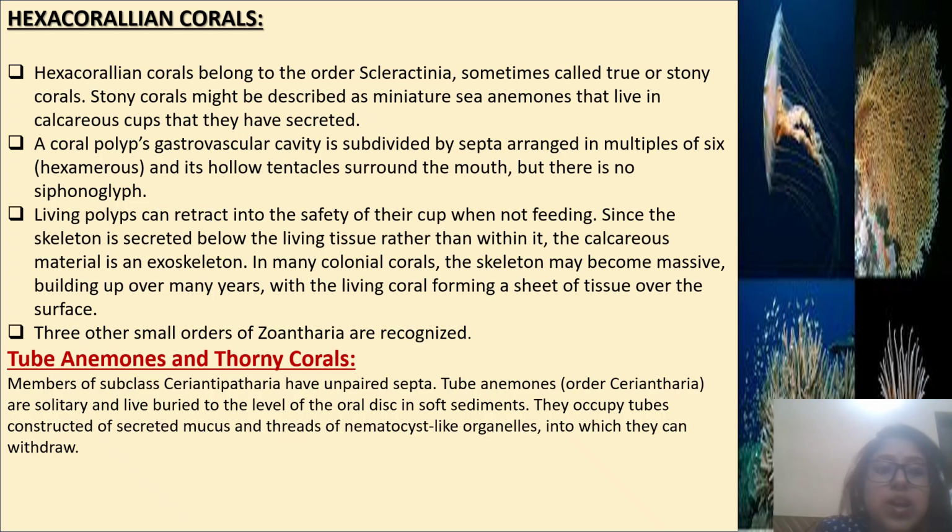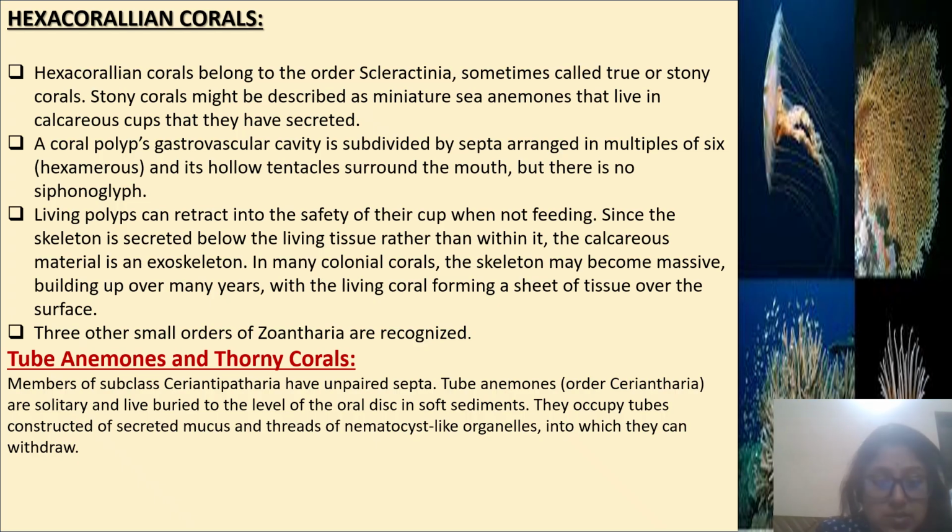Living polyps can retract into the safety of their cup when not feeding, since the skeleton is situated below the living tissue rather than within it. The calcareous material is an exoskeleton. In many colonial corals, the skeleton may become massive, building up over many years, with the living coral forming a sheet of tissue over the surface. 3 other small orders of Zoantharia are recognized.